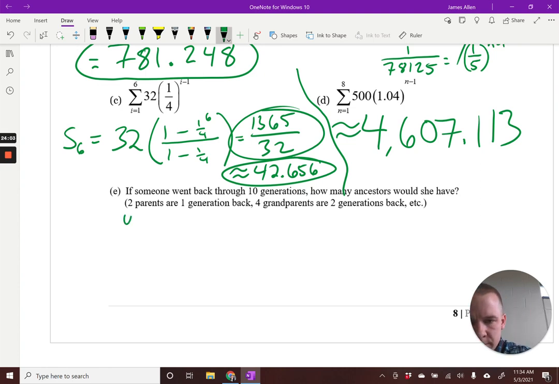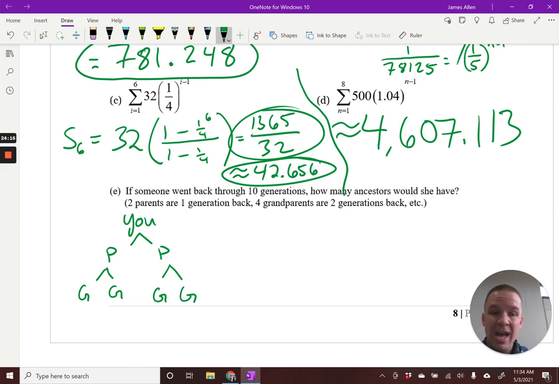So you've got you, and then you've got parents, right? And then you've got grandparents. Your parents' parents, right? And then further than that, great-grandparents, their parents. And again, we're saying that this is the pattern for this particular family for 10 generations. It was consistent. I don't think that's really the case, but whatever.